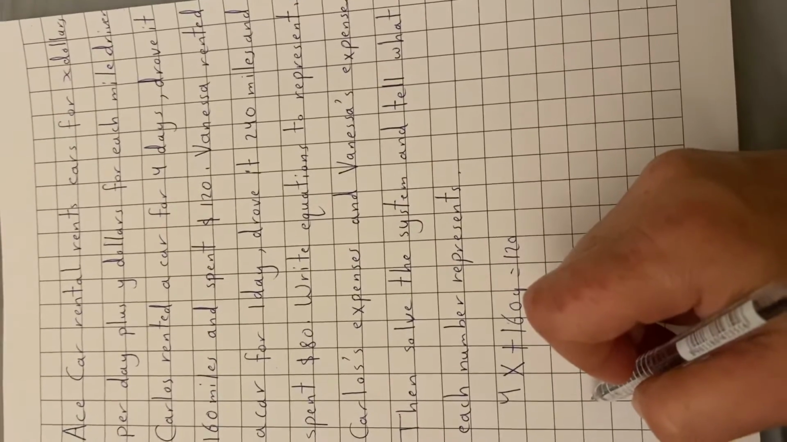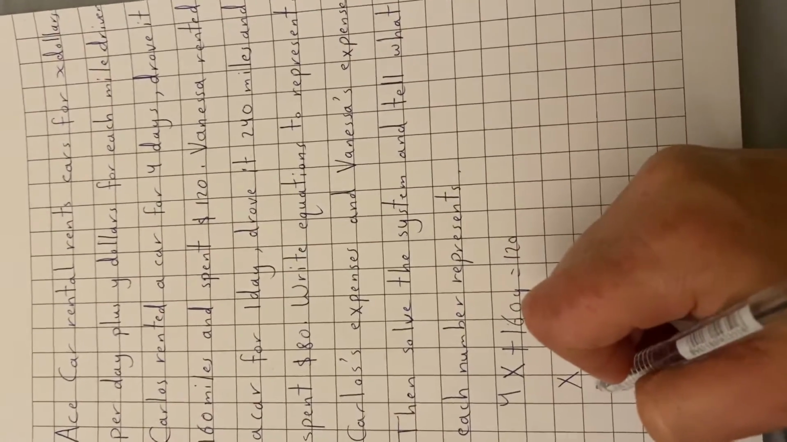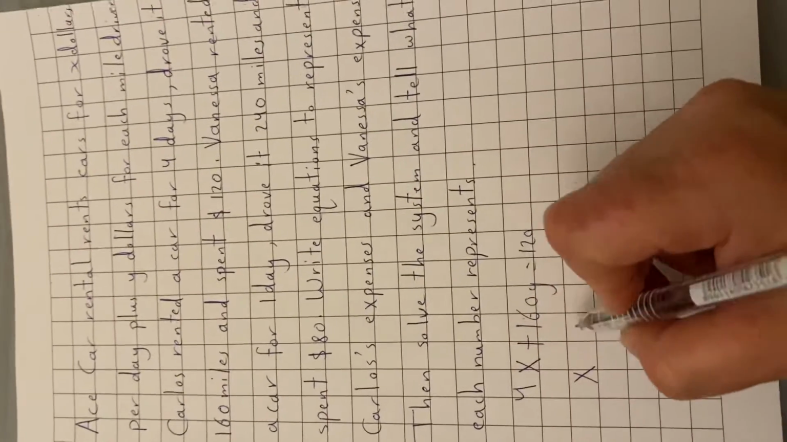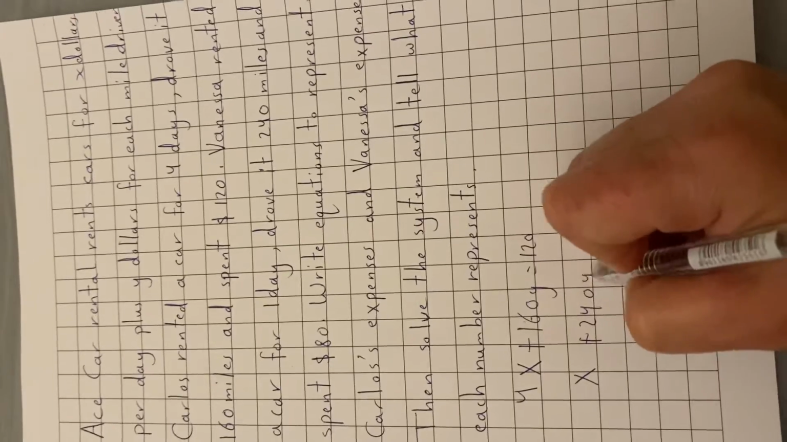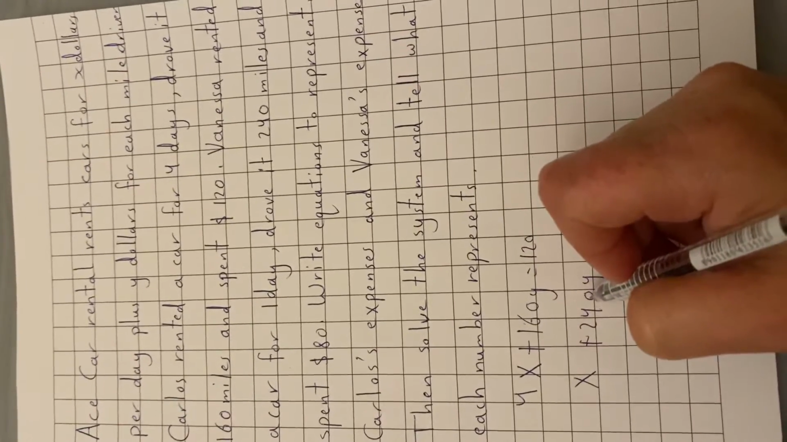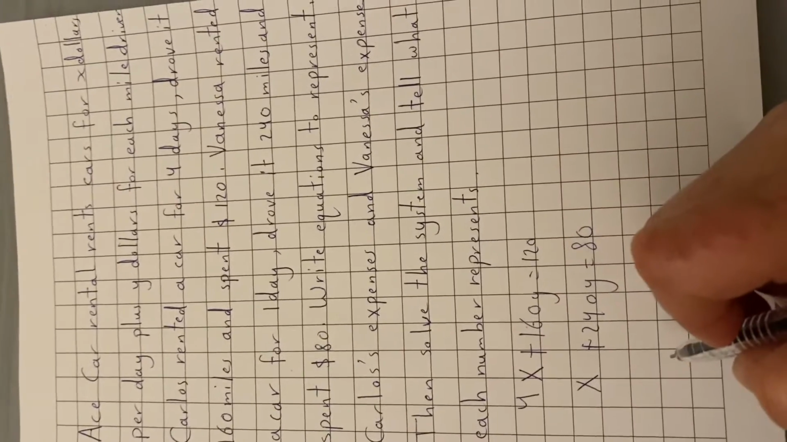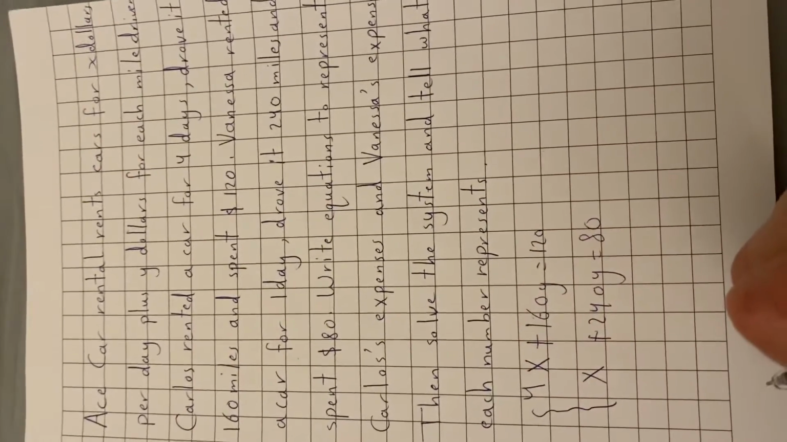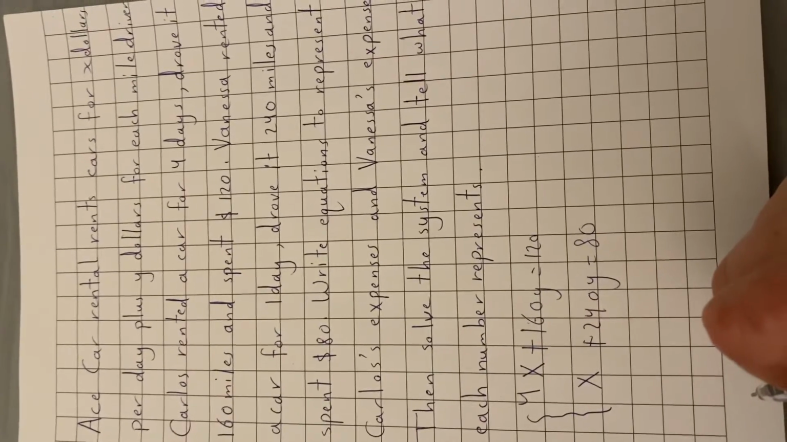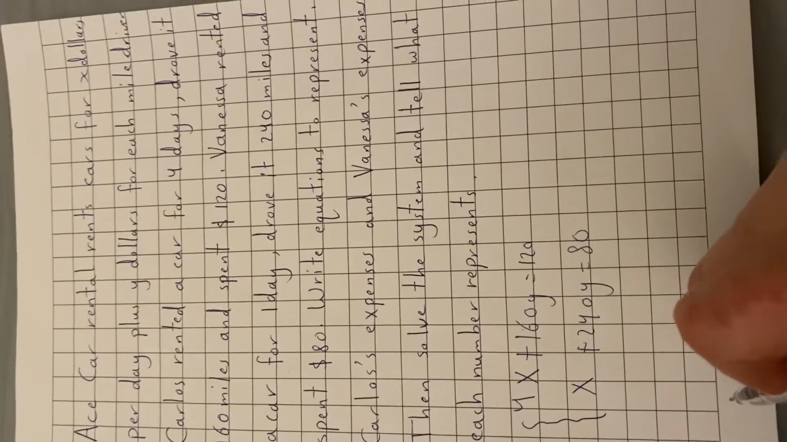Then Vanessa rented a car for 1 day, will be x. Drove it 200 miles, which will be plus 240y. And she spent $80, so equal to 80. I already wrote the equations to represent Carlos' expenses and Vanessa's expenses. Then solve the system and tell what each number represents.